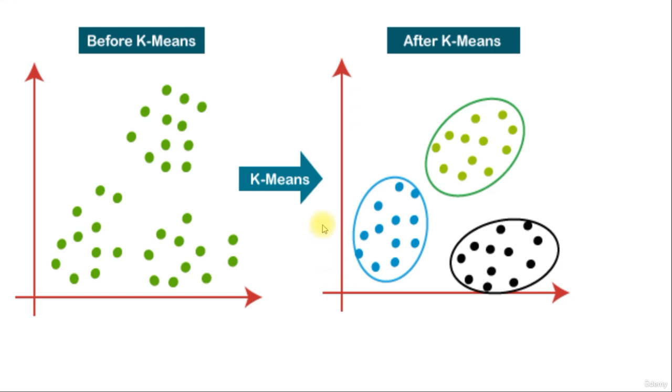Before applying k-means clustering, this is a simple scatter plot of the data that we had. Now once we performed k-means clustering on this data, we have something like this. So this one is considered as one single blue cluster. This green one is the second cluster on the top, and the third cluster is the black dots that we have on the right hand side.